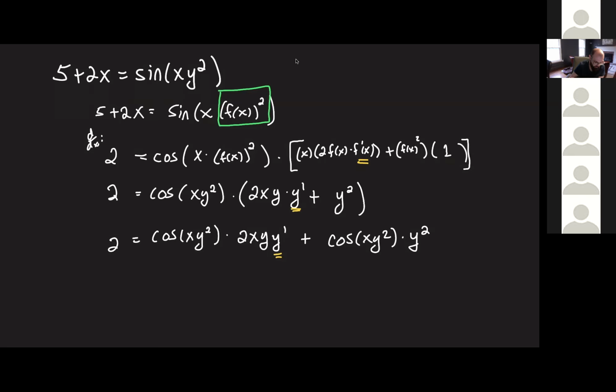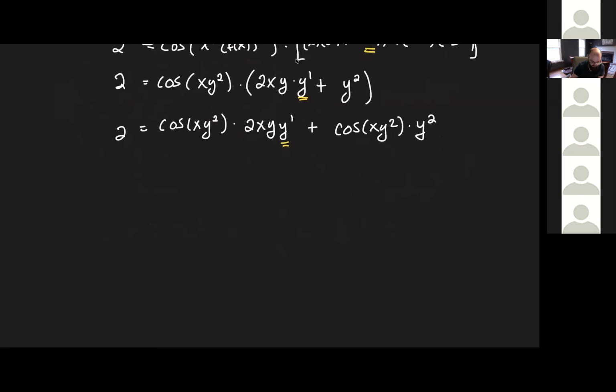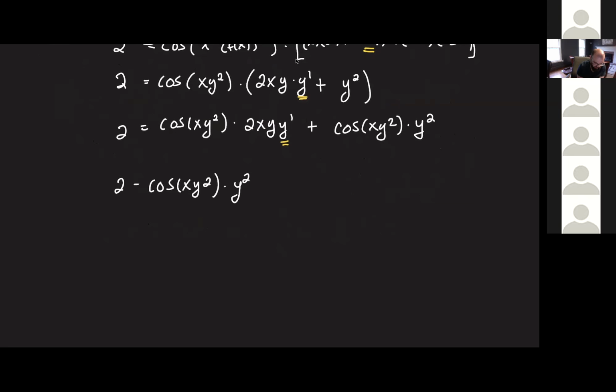Right, so let's go ahead and give ourselves a little bit more space. So I'm going to bring this term over to the other side. So I get 2 minus cosine xy squared times y squared equals cosine of xy squared times 2xy y prime.